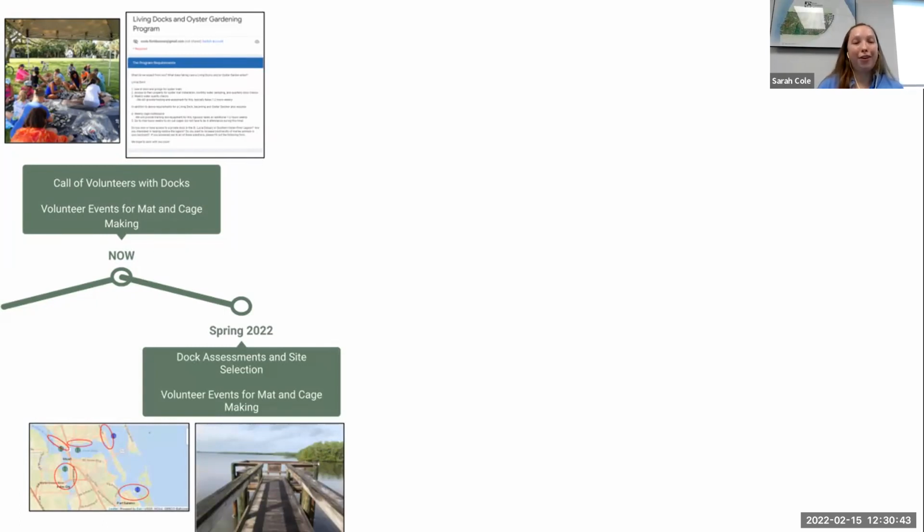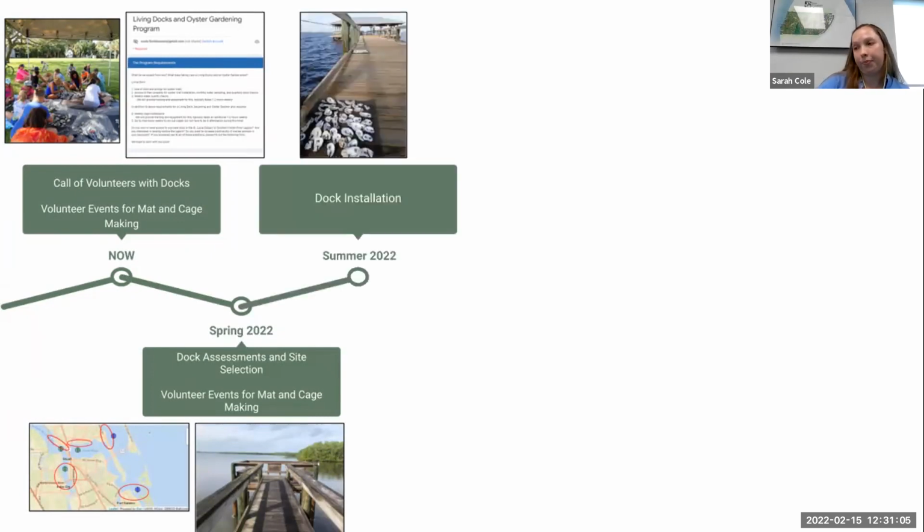In the spring, we'll begin doing our dock assessments and site selection. So hopefully we'll have volunteers close to those long-term water quality monitoring stations, and we'll start looking at the docks that we have. So looking at the water depth, how long the dock is, what kind of benthic organisms are present, and just how well we think that it'll work for a living dock program, as well as we'll continue to have those volunteer mat making and oyster cage events. In the summer, we'll finally get to do our dock installation. So going out to our chosen docks, hopefully having large volunteer events and just attaching those oyster mats.